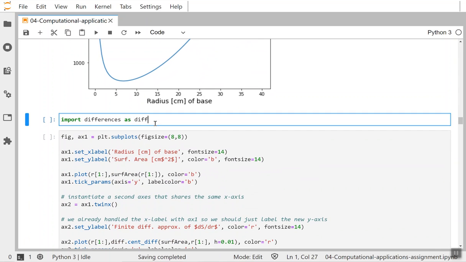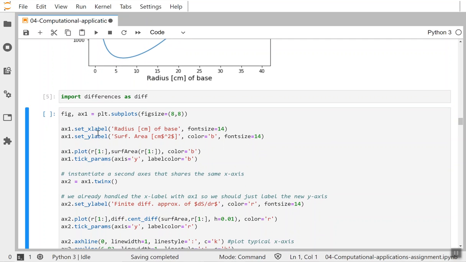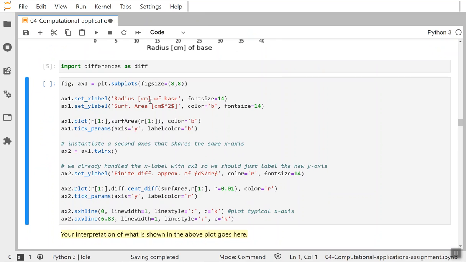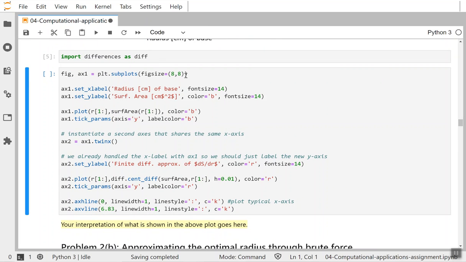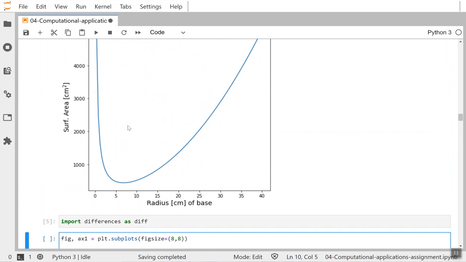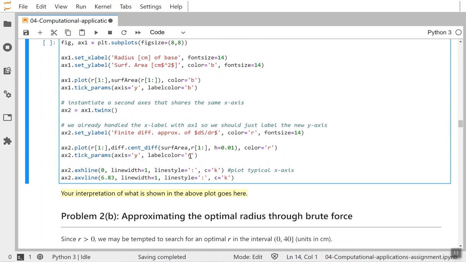So now I show you how to use the differences module to approximate the derivative and plot it on the same axes. Here I've imported differences as diff, so you need to make sure that the differences module is in the same directory, the same folder as this assignment, so that it can be imported. Now I create a figure of a certain size, and I'm going to use a twin set of axes to make two plots with two different scales on the same figure. First in blue, I plot that surface area curve that we saw above, and then in red, what I plot is the derivative approximation.